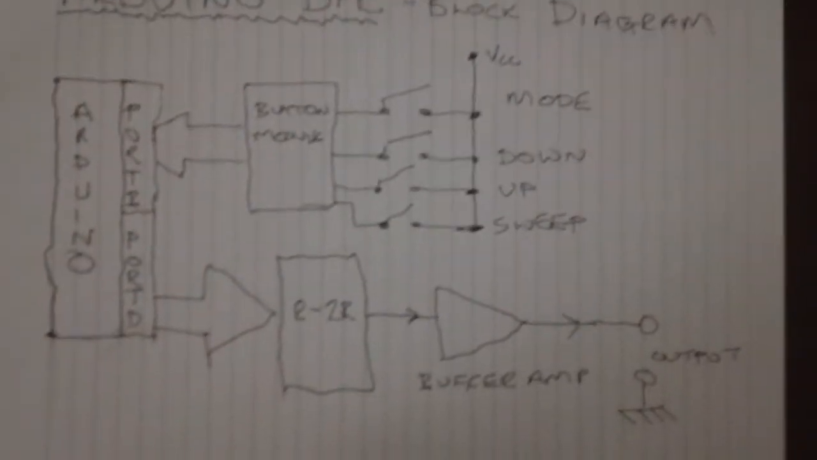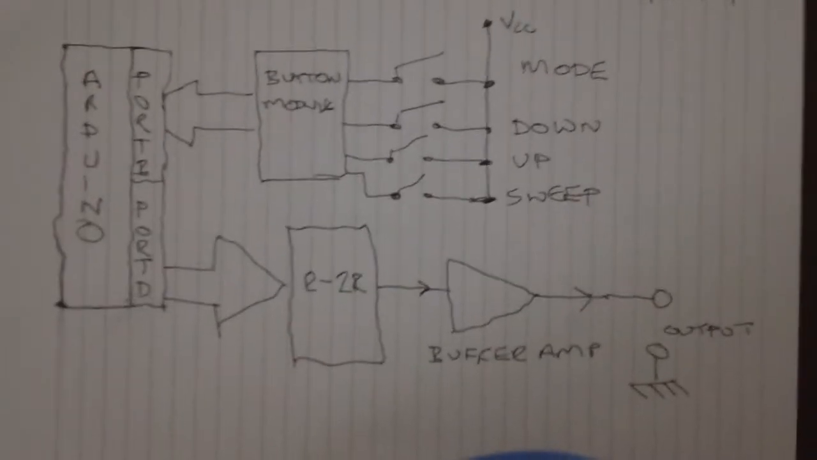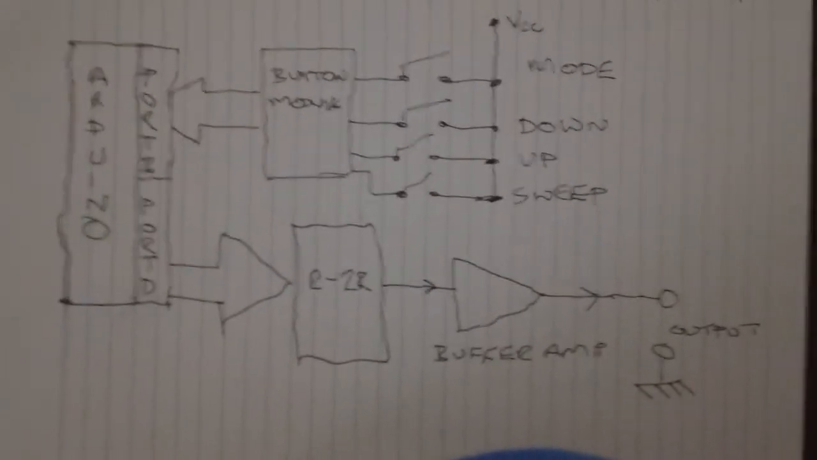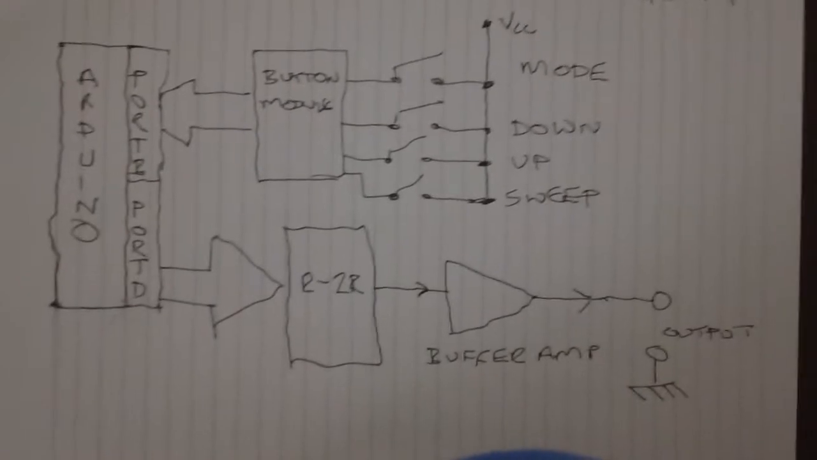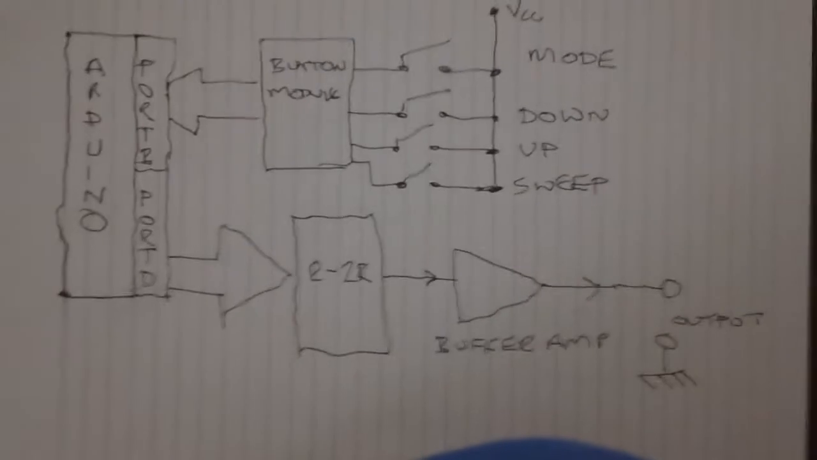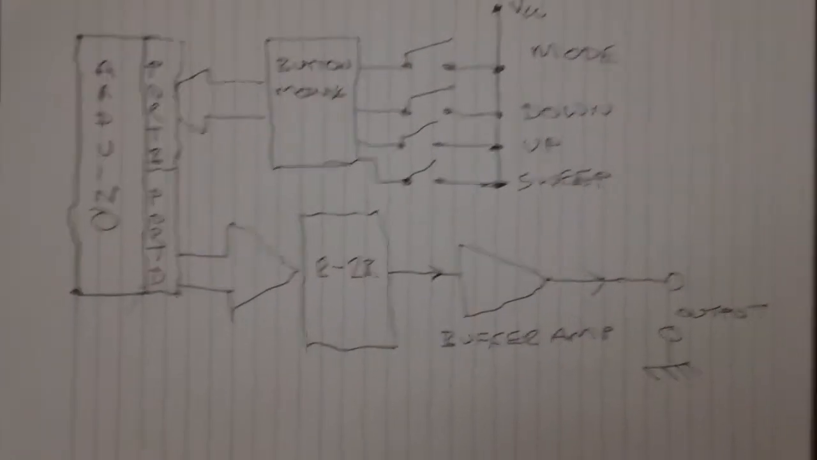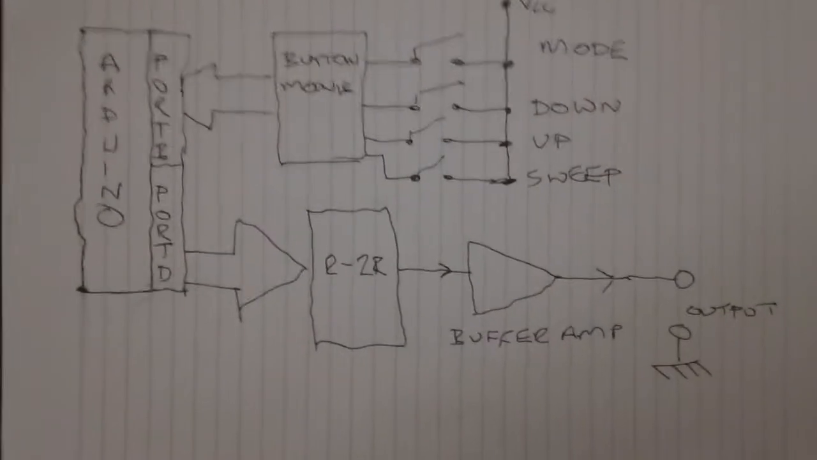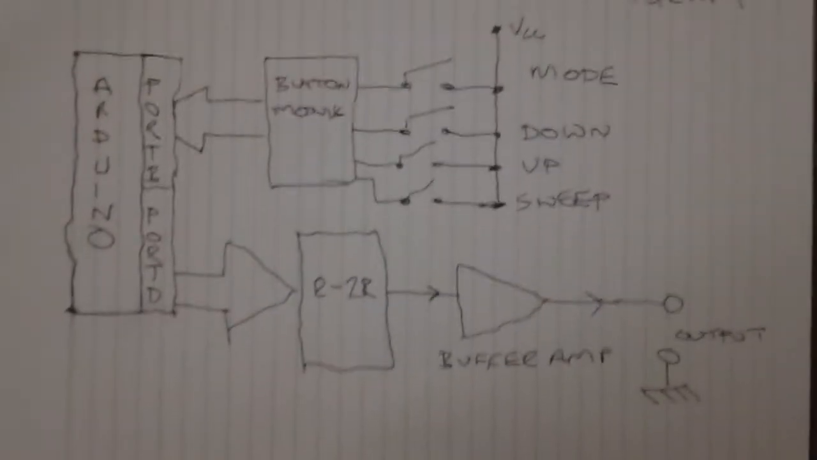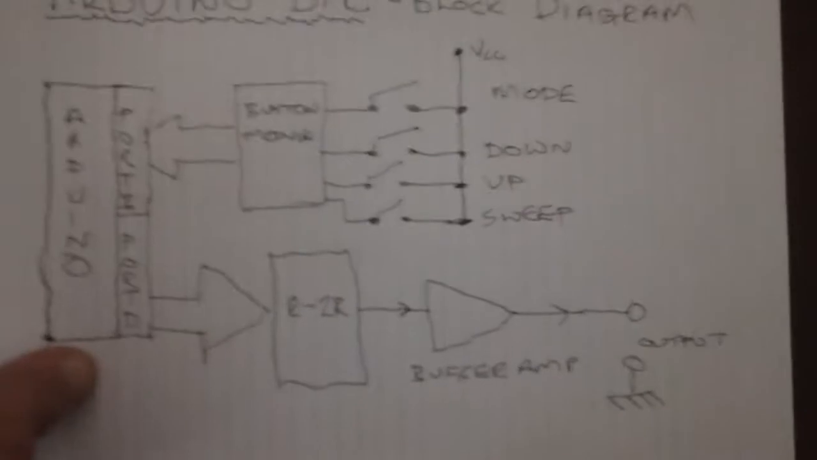Now, to convert numbers, which is what computers are really good at, to an audio signal, you need to go through a network of some description, and I'm using an R-2R network, which I'll explain in a little bit. And then the output of that goes to a buffer amplifier, which just isolates the R-2R network from the outside world. So I'll explain a bit more about that right now.